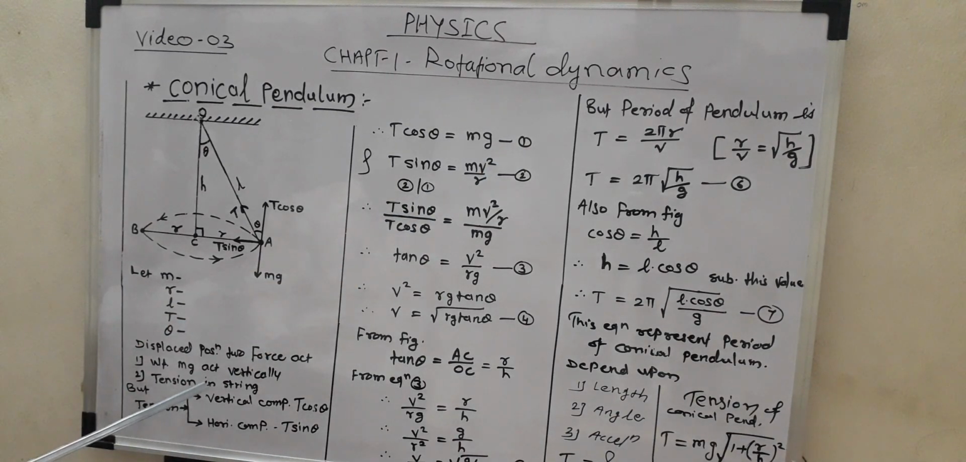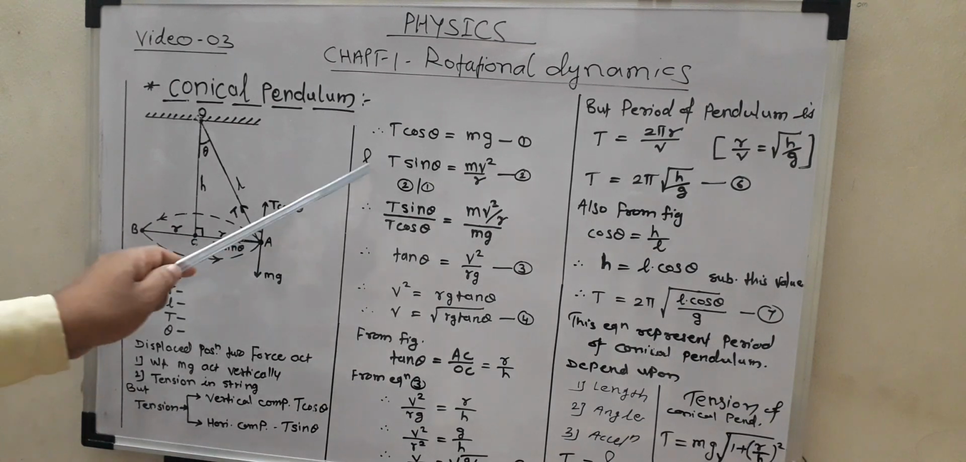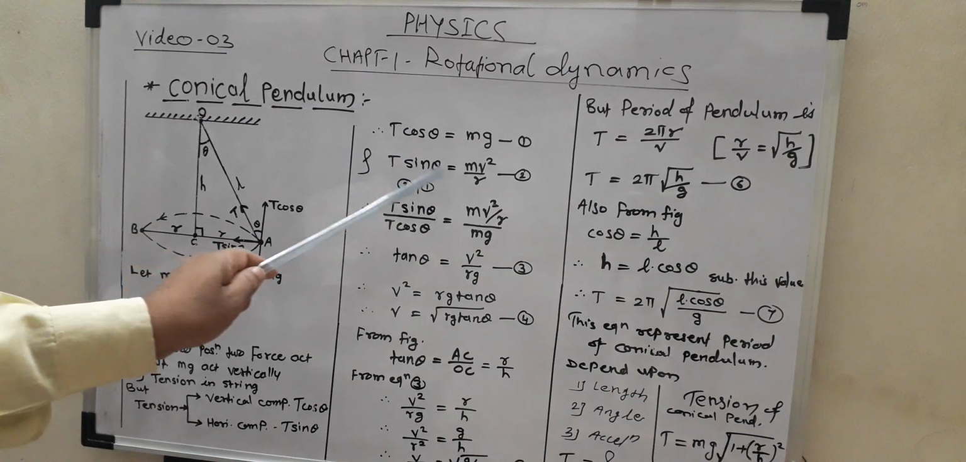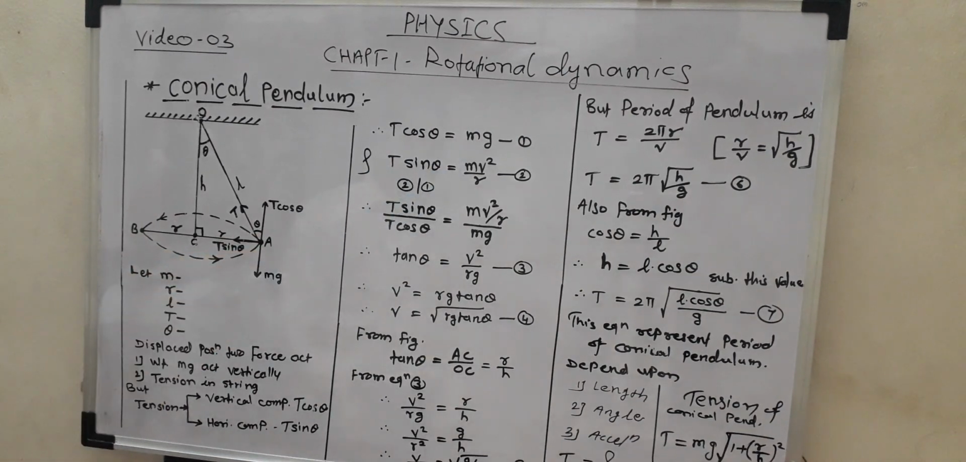Then the horizontal component T sin theta is directed towards the center of the circular path, so it acts as the centripetal force. So we can write T sin theta is equal to mv square upon r, and this is equation number 2.